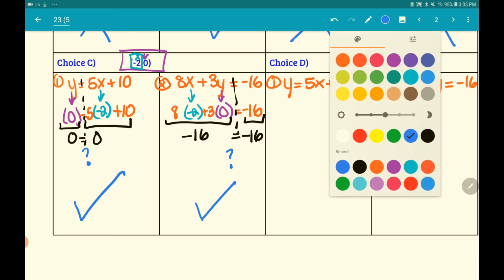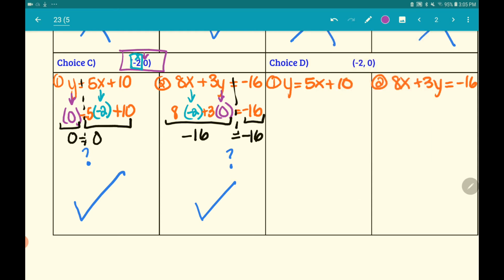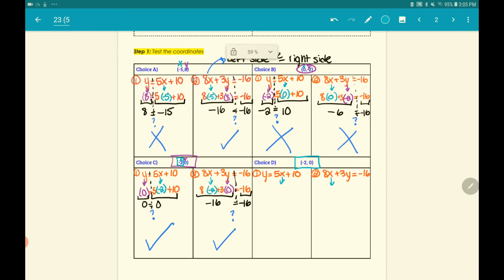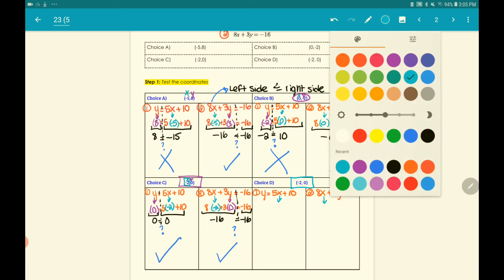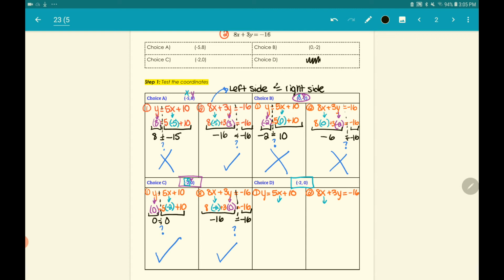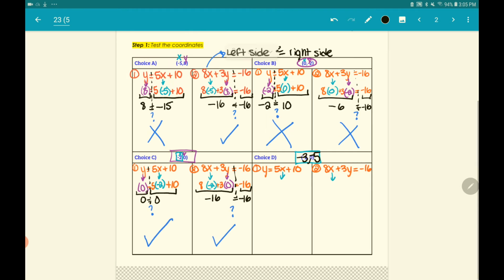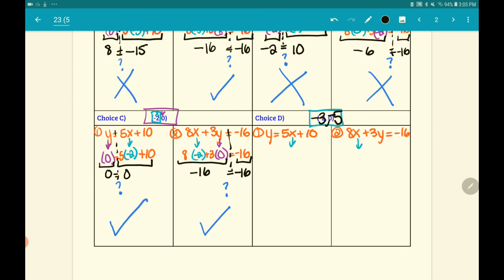All right, last one to test. What number am I going to plug in for x? Oops, that's not choice D. What was choice D? Oh, what a typo. Choice D is supposed to be -3, -5. -3, -5. Okay. Sorry about that, guys. That says -3, -5. All right, so now let's fix that again.